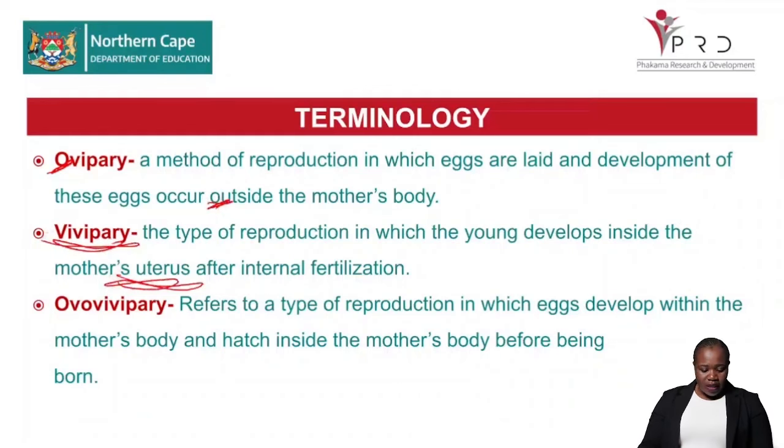Okay, and then the next one, ovovivipary, refers to a type of reproduction in which eggs develop within the mother's body and hatch inside the mother's body before being born. So the hatching takes place inside the mother's body. So the mother does not release the egg and then hatching takes place outside. The egg hatches inside and then the mother gives birth.